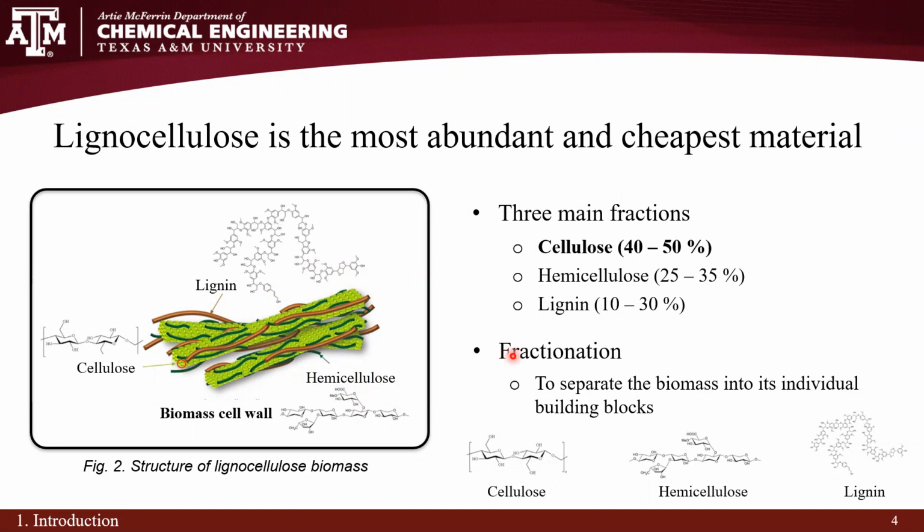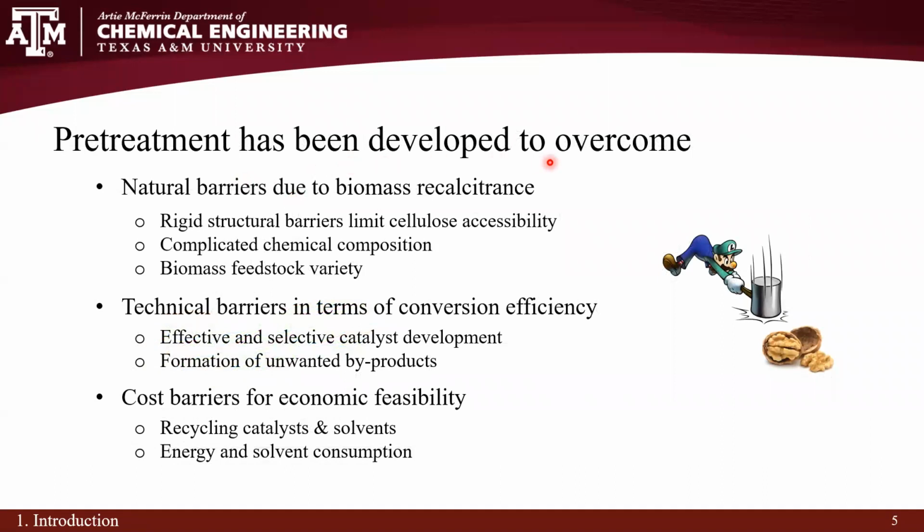The fractionation is about separating this biomass into the individual building blocks, which are cellulose, hemicellulose, and lignin. This fractionation is part of the pretreatment, which has been developed to overcome many barriers. For example, there are natural barriers due to the biomass recalcitrance, such as rigid structure barrier and complicated chemical composition. And also, there are technical barriers which hinder the bioconversion. And also there are cost barriers for the economic feasibility, which is about the energy and solvent consumption.